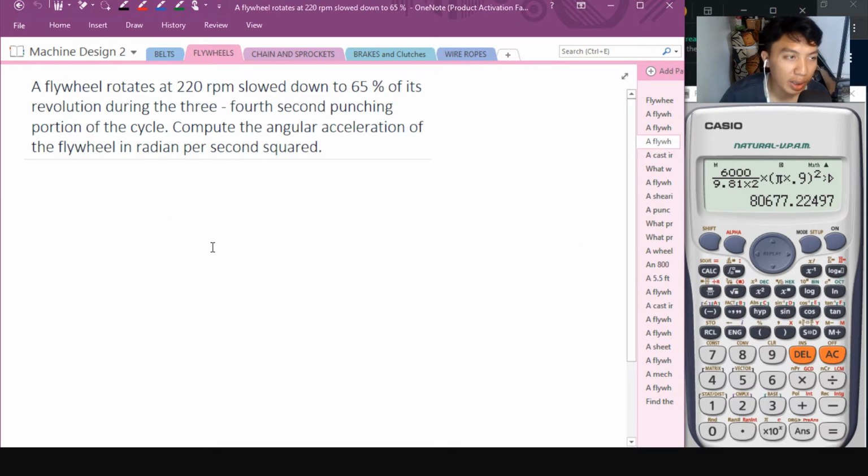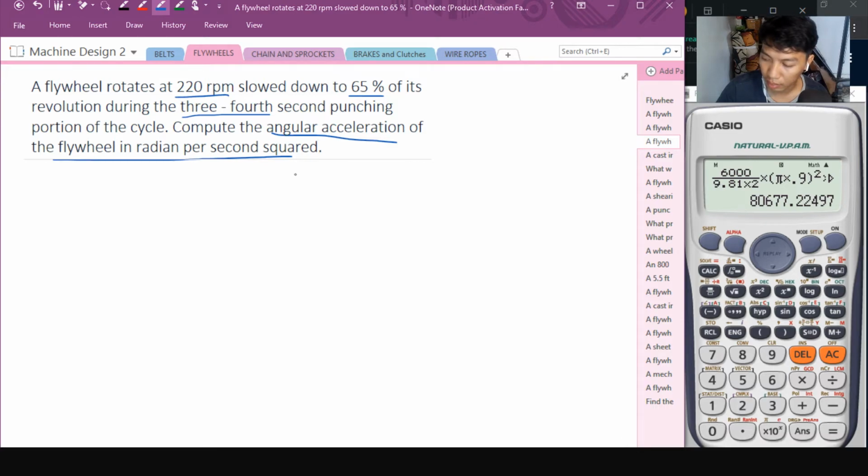Okay, next one. A flywheel rotates at 220 RPM. It slowed down to 65% of its revolution during the 3/4 second punching portion cycle. Compute the angular acceleration of the flywheel in radian per second squared. Okay. So, mahirap ba to? Actually, this is dynamics lang eh. Tignan nyo binigyan kayo dyan ng initial na rotational speed. So, initial rotational speed or angular speed, that is 220 RPM.